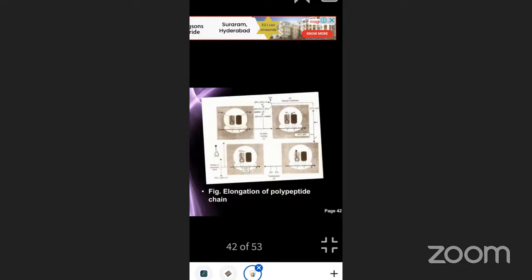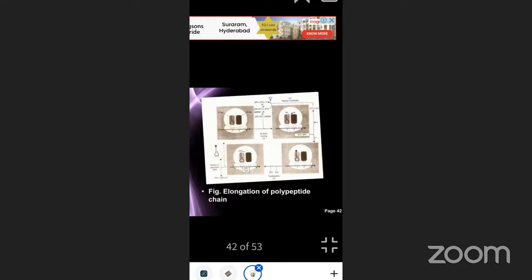So, what is the quaternary structure? The quaternary structure is composed of two or more polypeptide subunits which are non-covalently linked. For example, of the four polypeptide chains, each of these two is composed of two chains.